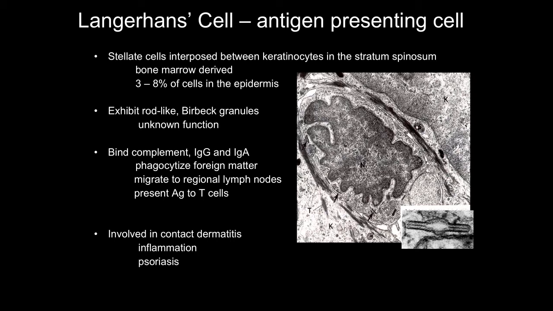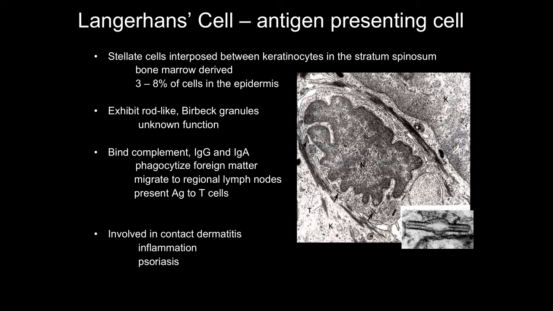They exhibit these rod-like granules, shown here at higher power. These are Birbeck granules. We don't know the function of these granules. The Langerhans cells bind complement, IgG and IgA. They phagocytize foreign matter. They can migrate to regional lymph nodes and present antigens to T cells.